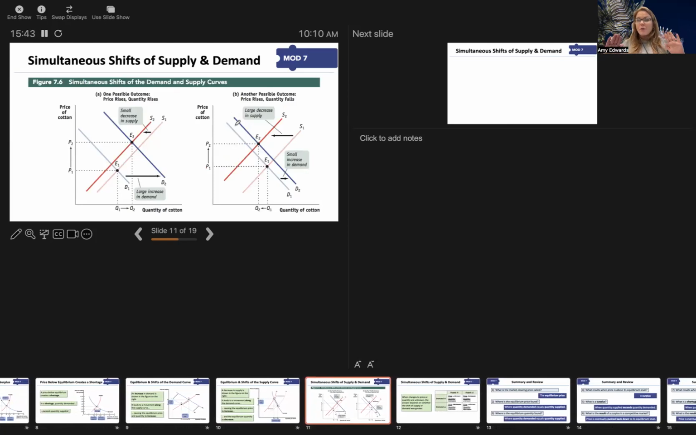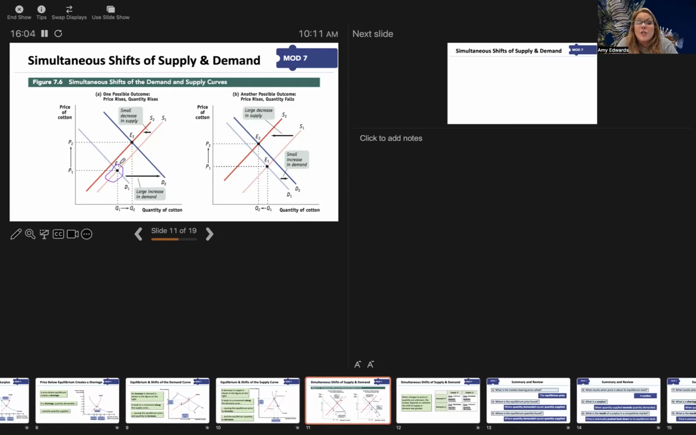Now, what if we have the supply curve and the demand curve shifting? Y'all, it's really easy to draw, and I know y'all are going to get this. So the first thing you want to do, let's look at this first screen here. We're going to draw our original. Here's S1, D1. So here's our original equilibrium.